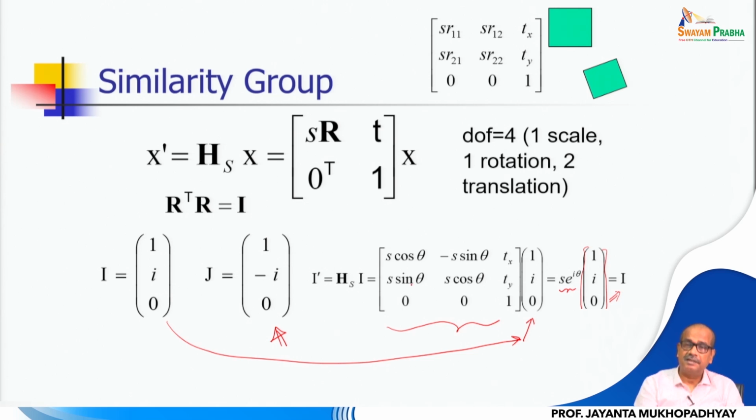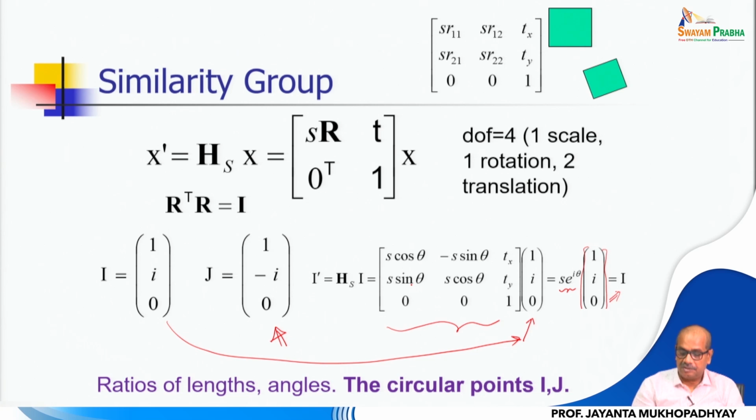There are certain interesting properties of these 2 points which I will discuss later. Actually, these are called circular points. There is some reason for that. I will come to that later on. So what are the things which are invariant under the similarity group? Ratios of lengths, angles, and the circular points I and J. So these are the invariants of the similarity group.